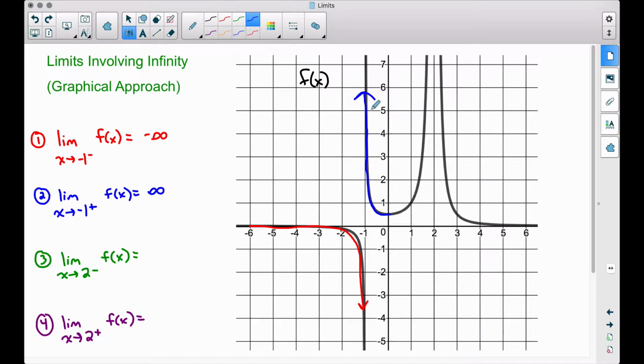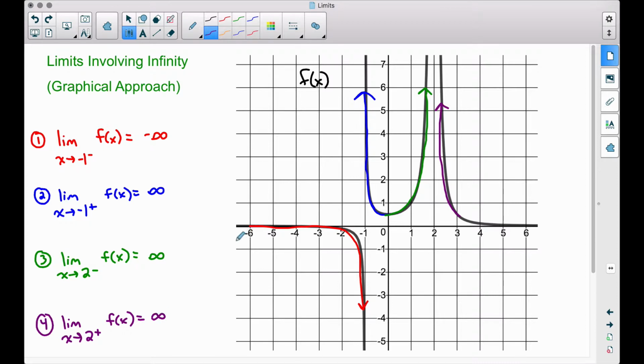Now, do not always assume that one side is going to shoot in one direction and the other side in the other direction. That is not the case. Visually, we can see that in our third example: as we approach 2 from the left, coming in from the left-hand side, we're shooting up to positive infinity. And it turns out the same thing is happening as we approach 2 from the right. It is also shooting up to positive infinity.